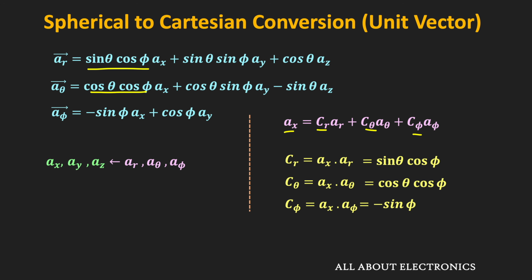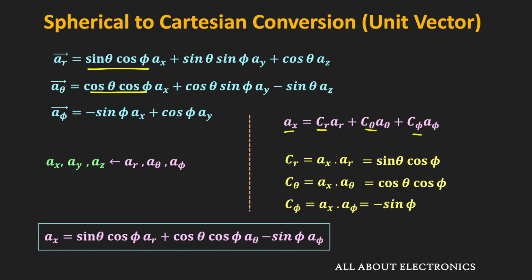So from this we can say that here this unit vector ax is equal to sin theta cos phi times AR plus cos theta cos phi times A theta, and the third term will be equal to minus sin phi times A phi. So in this way we got the expression of the unit vector ax in terms of AR, A theta and A phi. So similarly, now let us find the unit vectors ay and az.